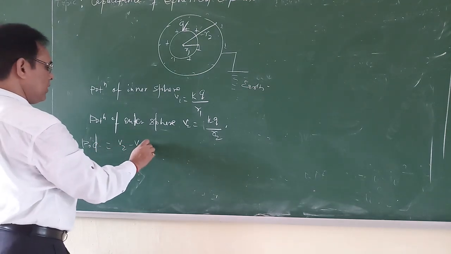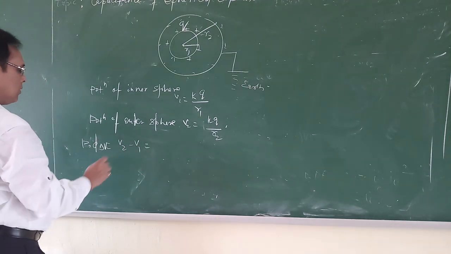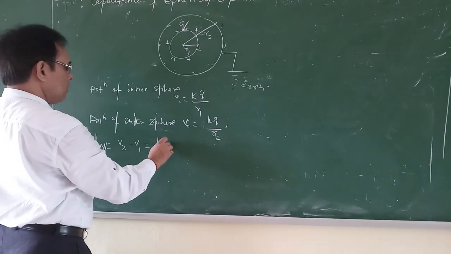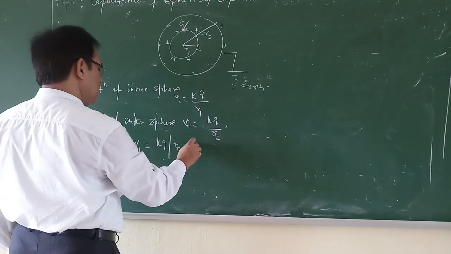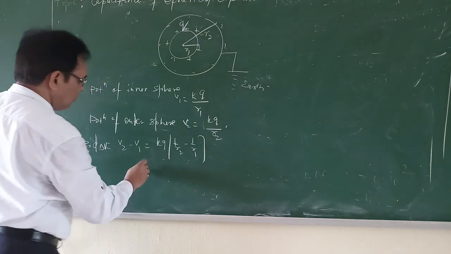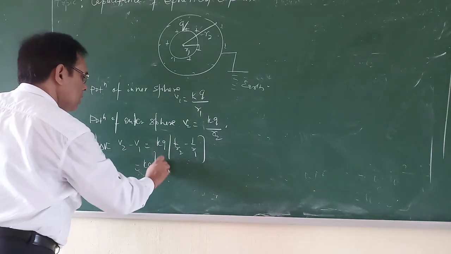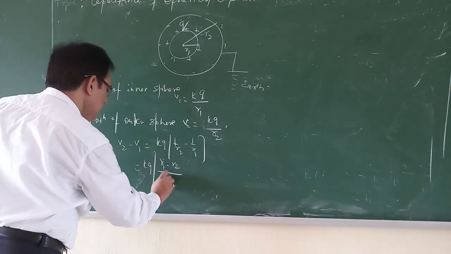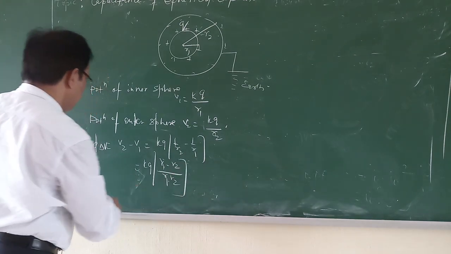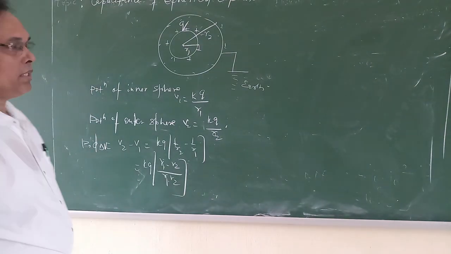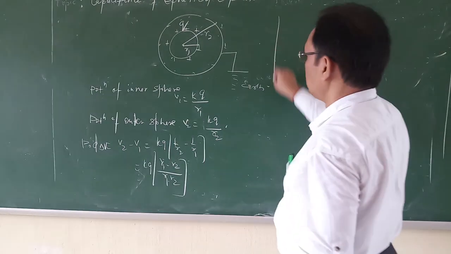V2 minus V1, delta V. So that is KQ (1 by R2 minus 1 by R1). So this is KQ (R1 minus R2) by R1 R2. This is the potential. You have to find out the capacitance.